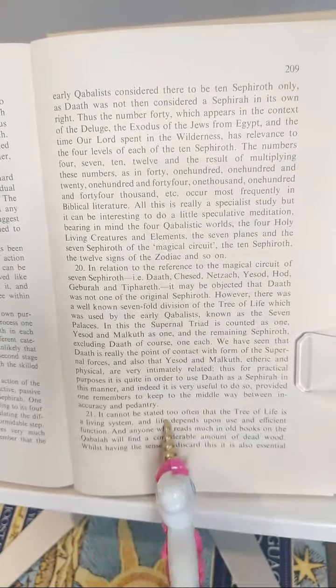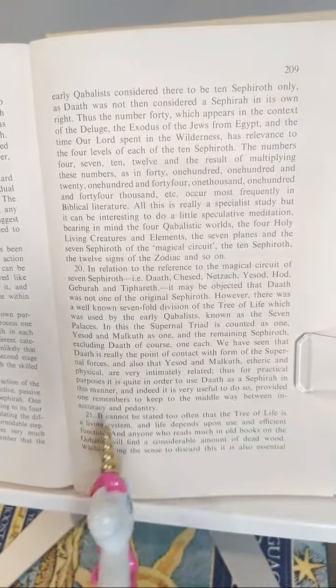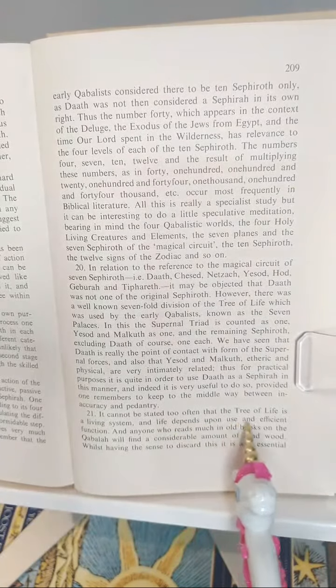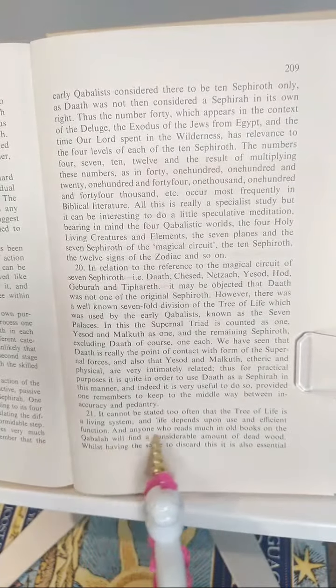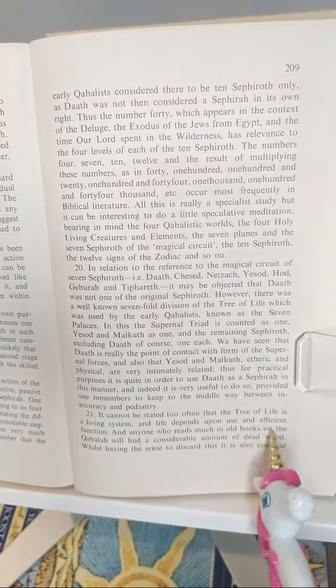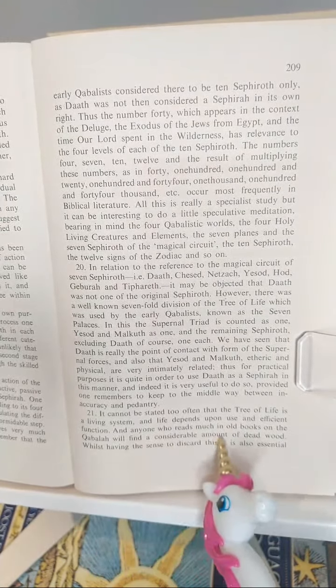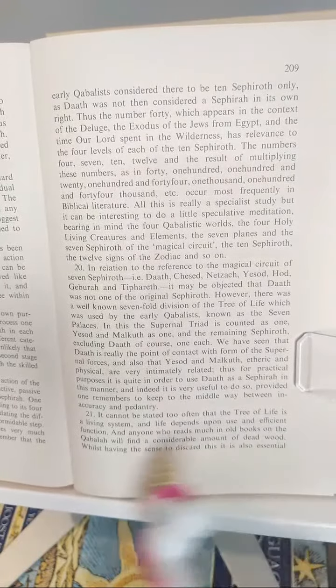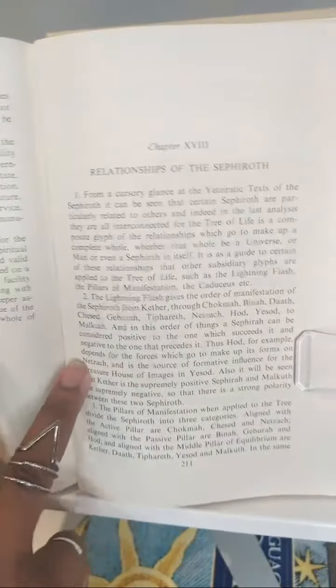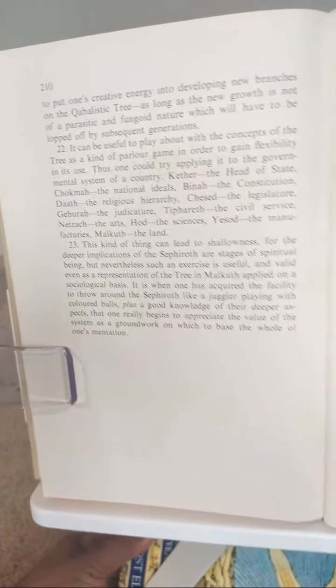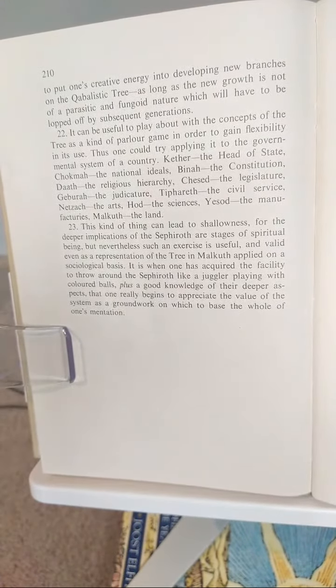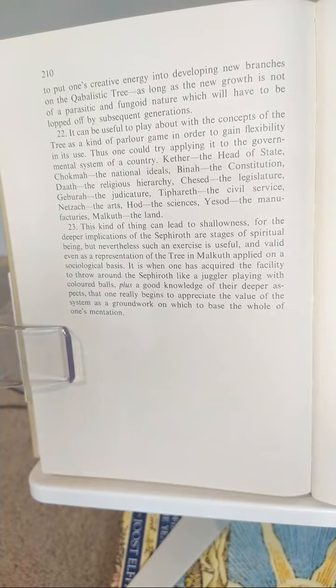21. It cannot be stated too often that the tree of life is a living system, and life depends upon use and efficient function. And anyone who reads much in old books on the Kabbalah will find a considerable amount of dead wood. Whilst having the sense to discard this, it is also essential to put one's creative energy into developing new branches on the Kabbalistic tree, as long as the new growth is not of a parasitic and fungoid nature, which will have to be lopped off by subsequent generations.